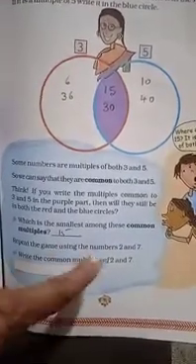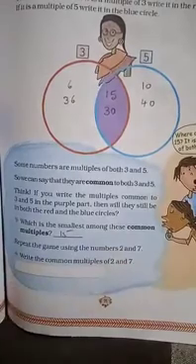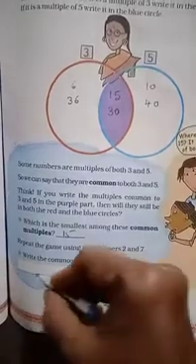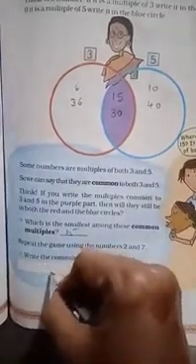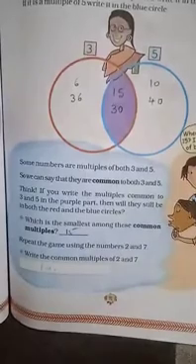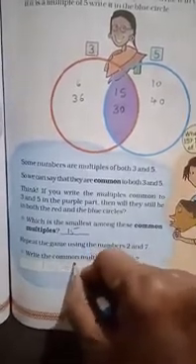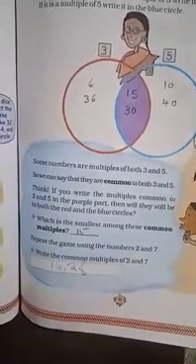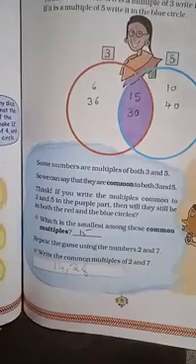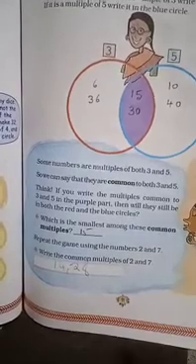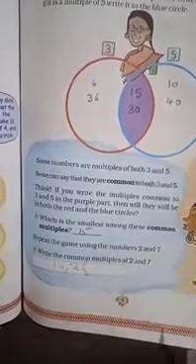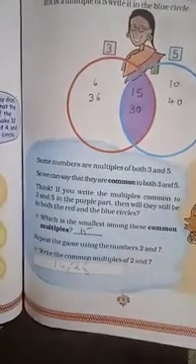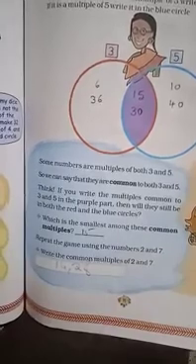Similarly, you have to take 2 and 7. In the tables of 2 and 7, which is common? In 2, I'll represent 14, because 7 twos are 14, and 28. This will be divisible by 2 and also by 7. So I've written only a few. The multiples which are multiples of 2 and also multiples of 7 are represented as common multiples.